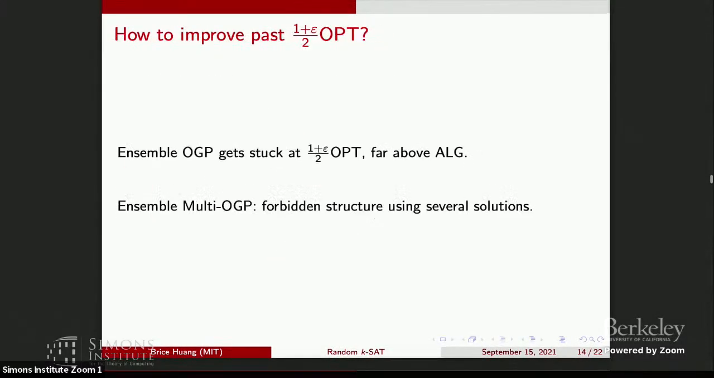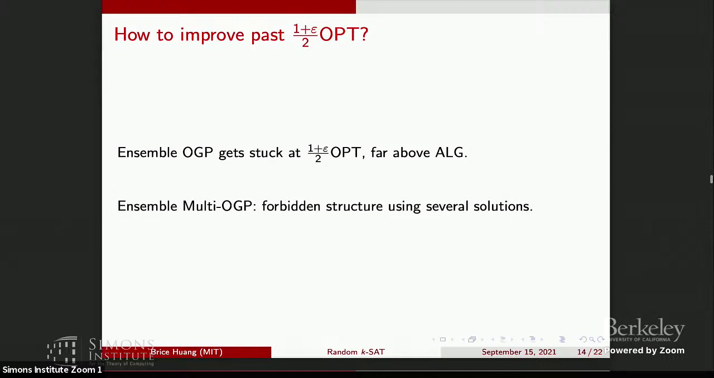So this argument gets stuck at that intermediate clause density, because below it, that first moment argument that I showed no longer works. The graph doesn't go negative anymore. So to improve past the intermediate clause density, we're going to use the following enhancement, where instead of looking at a forbidden structure of two assignments at medium distance, we look at a forbidden structure involving several assignments.